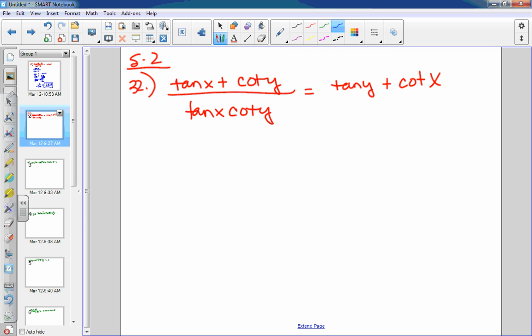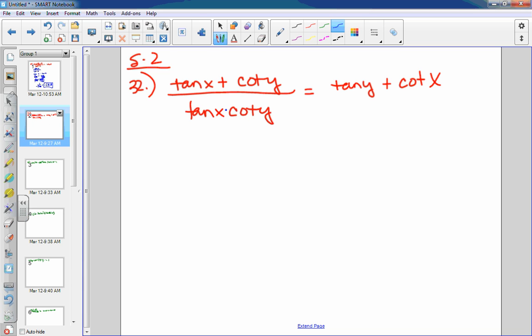Okay, again, write this one down. Number 32: tangent of x plus the cotangent of y, all over the tangent of x times cotangent of y, equals the tangent of y plus the cotangent of x. Okay, well the point is you need to remember how to get it. So my question to you is what is your gut instinct telling you to do? Notice that the tangent of x and the cotangent of y in the denominator are connected how?